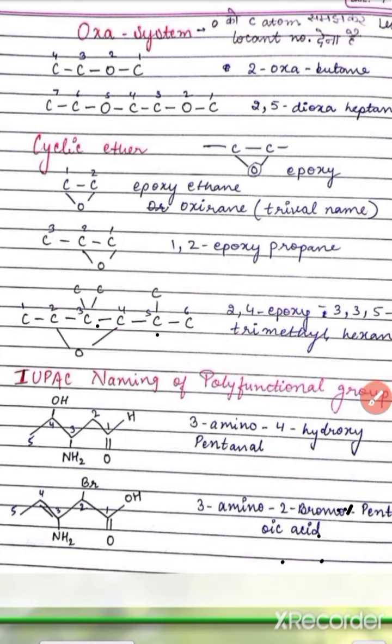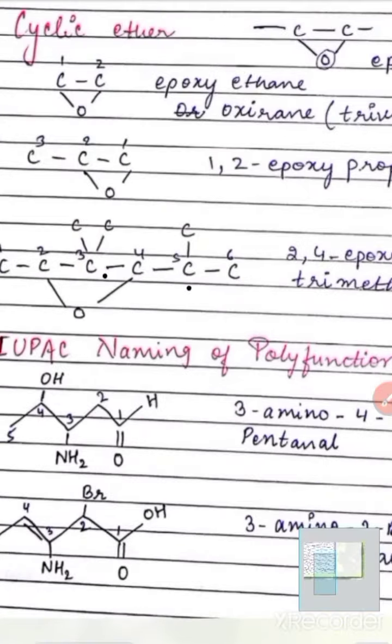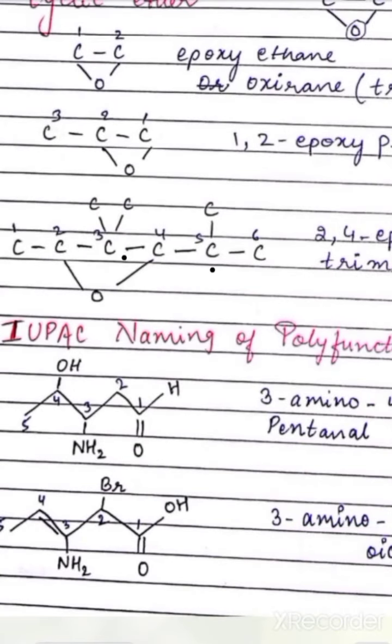So these were all the functional groups. Now we will look at the names of polyfunctional groups, meaning compounds having more than one functional group. The one which has more priority will form the base name and the rest will be treated as substituents. Now let us start with the IUPAC name of polyfunctional groups. So let us look at our first example.